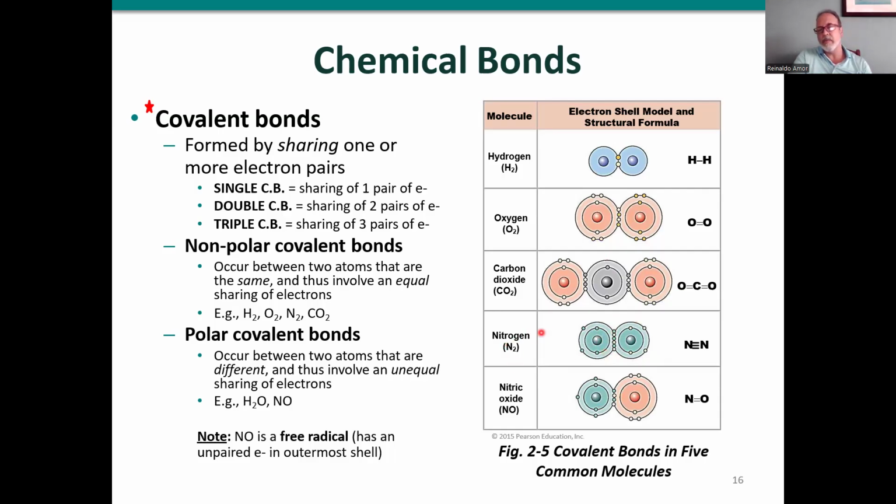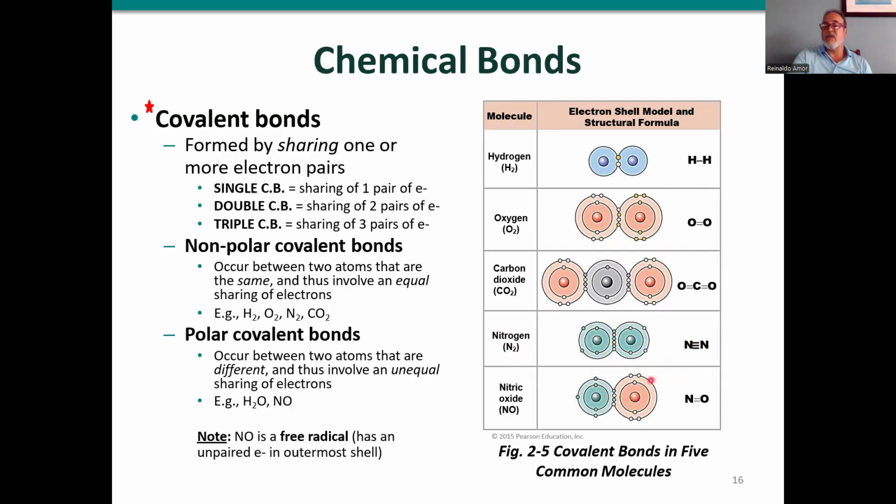We'll form a molecule. Since the 2 atoms are the same, we're going to form 3 pairs of electrons here. So 3 pairs is a triple covalent bond. It is non-polar because the 2 atoms are the same. They have the same pull of electrons.